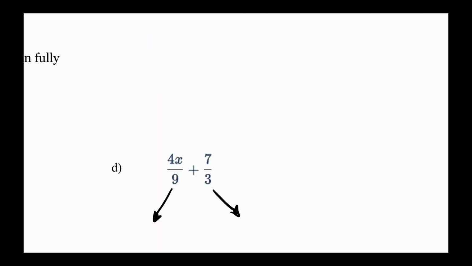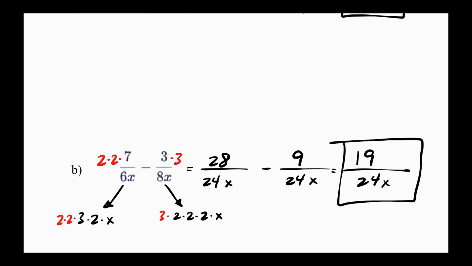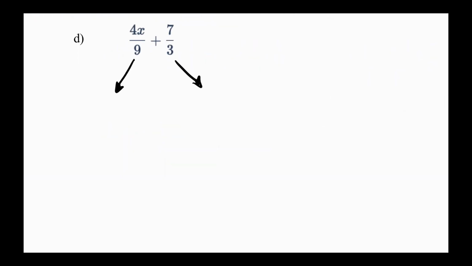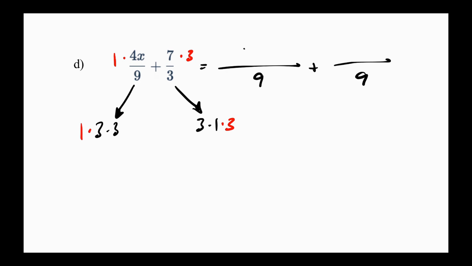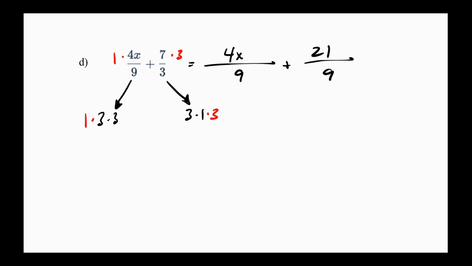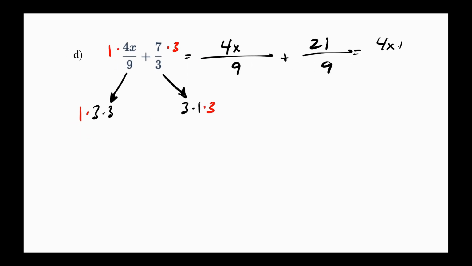The last one, letter D. Wait, are there 2 letter C's? Nope, there wasn't. I did it right. Okay. Letter D. 9 and 3. 3 times 3, 3 times 1. Again, pretty close. The first one needs a 1, and the second one needs a 3. So I have to include a 1 up here, and a 3 over here. So now they both make 9. And 4x and 21. Okay, add the top. Done.